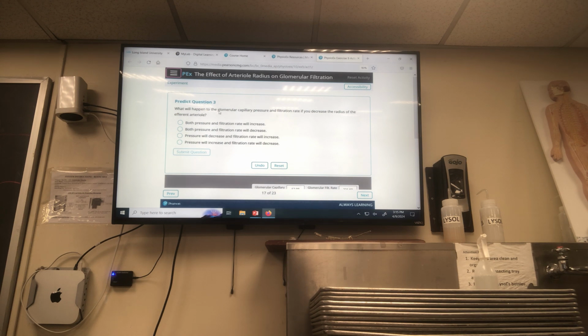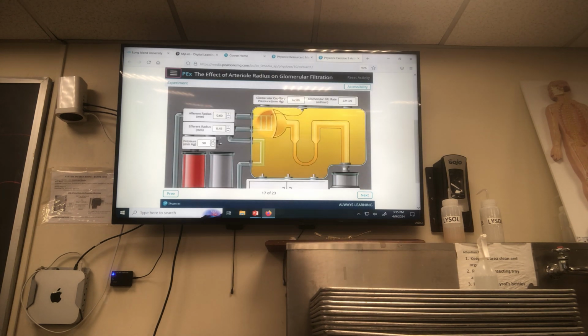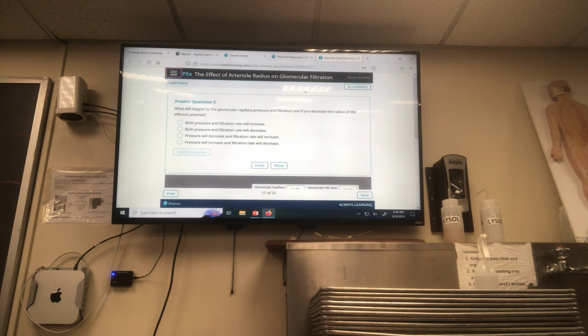What will happen to the glomerular capillary pressure and filtration rate if you decrease the radius of the efferent arteriole? So now I'm decreasing the efferent arteriole. I'm going to sequester and tighten things up, so I'm going to have a lot of fluid lagging behind, waiting to get out, and the more it lags, the more it's going to filter, so that's going to increase my filtration rate, and that's going to increase the pressure. Both pressure and filtration rate will increase.